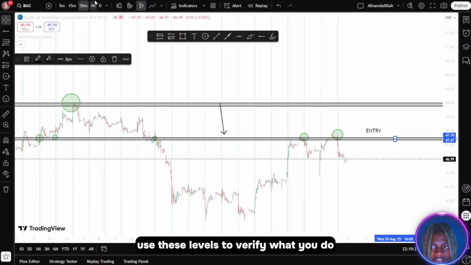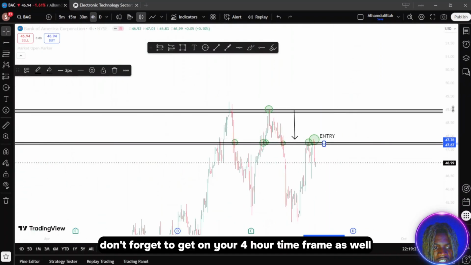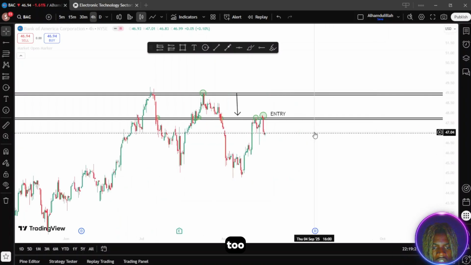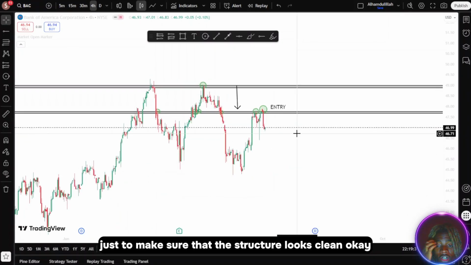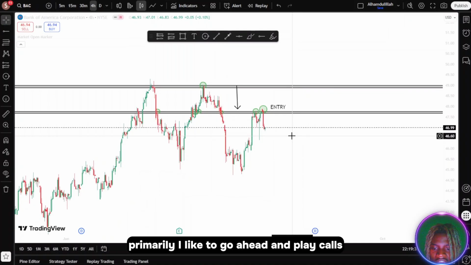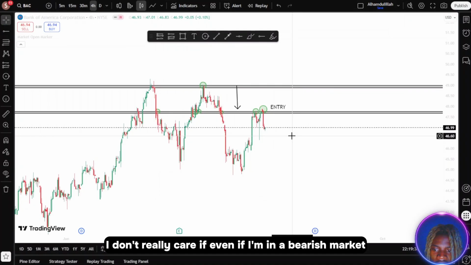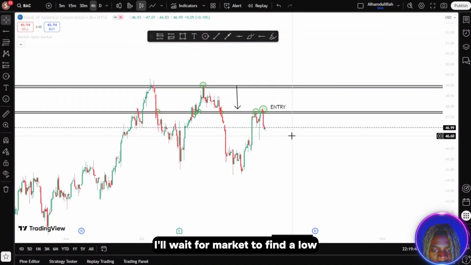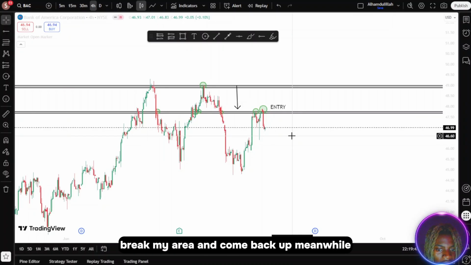Use these levels to verify what you do. Then don't forget to get on your 4-hour time frame as well, just to make sure that the structure looks clean. Okay, and enter in at these levels. Primarily, I like to go ahead and play calls. Even if I'm in a bearish market, I'll wait for the market to find a low, break my area, and come back up.